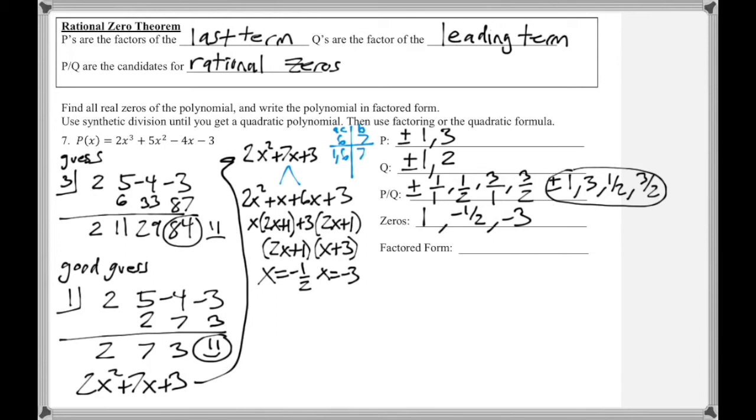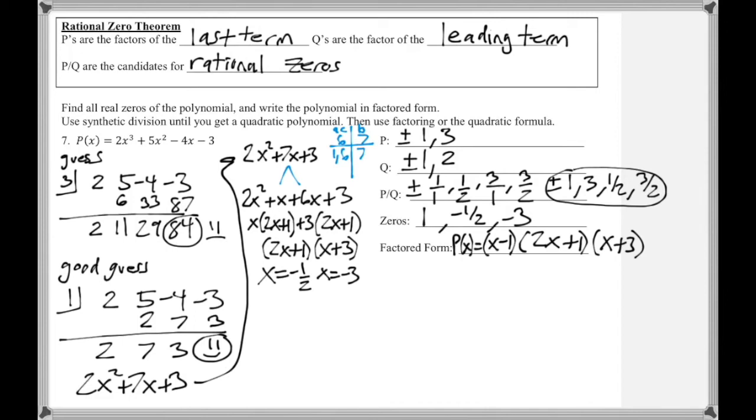For the factored form, we already have most of the factored form because we've been factoring. We solved this by factoring. So I'm going to put that here. The only other thing that we're missing is the factored form of the 1, because we already have the -1/2 and the -3. So to get 1, that would have been an x minus 1. And let me put the p of x. There we go.